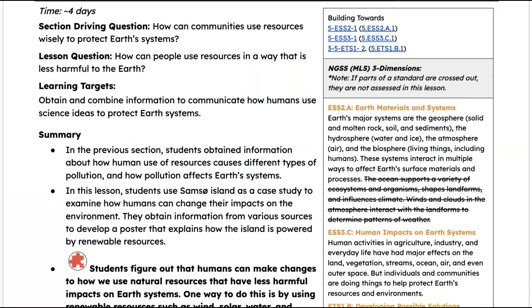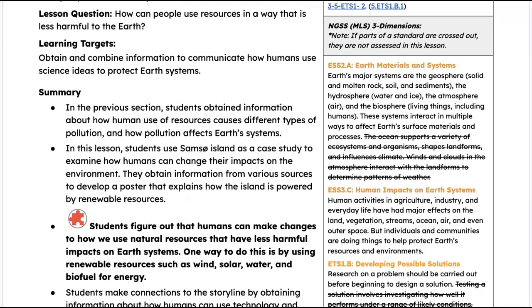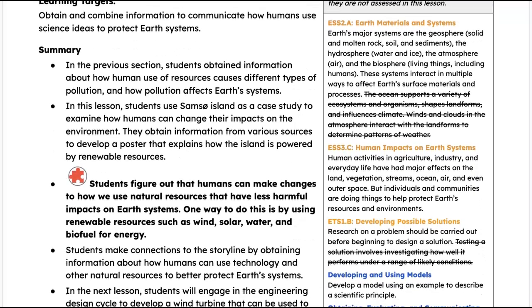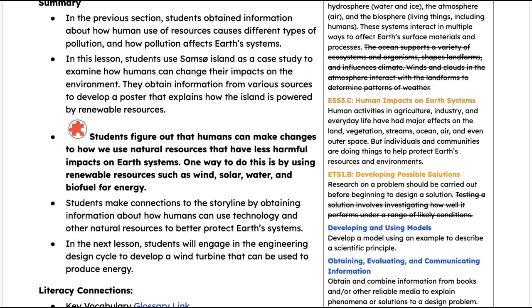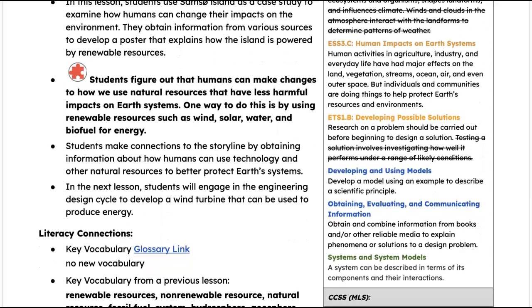There are several opportunities for ELA connections throughout the lesson. You can look for specific standard connections in the Unit 22 Teacher Guide. This lesson will take approximately 4 days to complete.